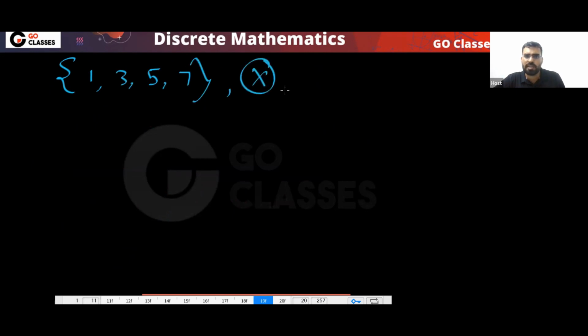Consider this group, multiplication modulo 8. What is this group? What is the symbol for this group? Can anyone tell me? That is U8, right? Do you remember U8? This is your U8. Now here you can notice this is the identity element.